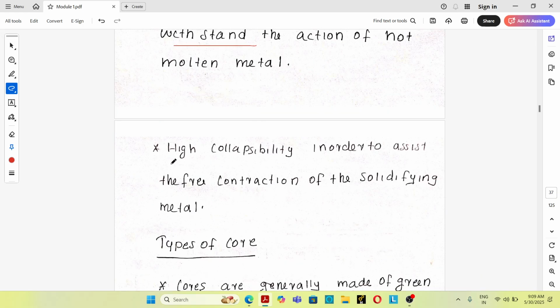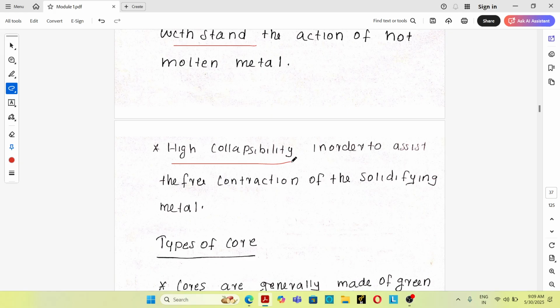And the third one is, it should have high collapsibility. Mold core should have high collapsibility. So that's a very important point regarding mold core. If the collapsibility is less, there is a chance that cracks will be produced in the casting. So what is the importance of high collapsibility?